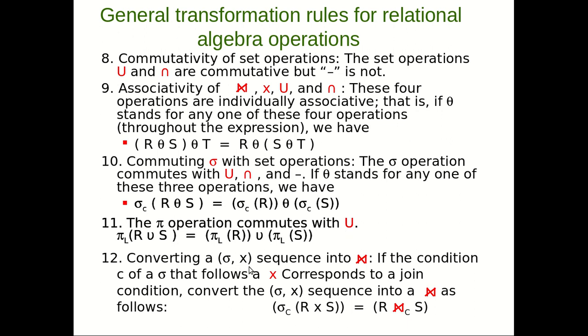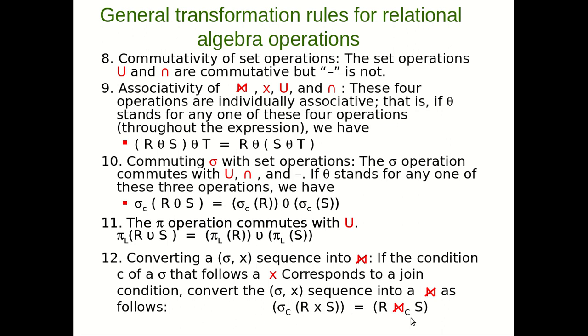Converting a sigma and cross product, that is select and cross product. This we have already seen in the example. We did this one when we solved that example. That is, select followed by Cartesian product is actually a join. Therefore, whenever a select operation with condition C is applied on the result of the Cartesian product of R and S, then this entire thing can be replaced with a join on condition C.